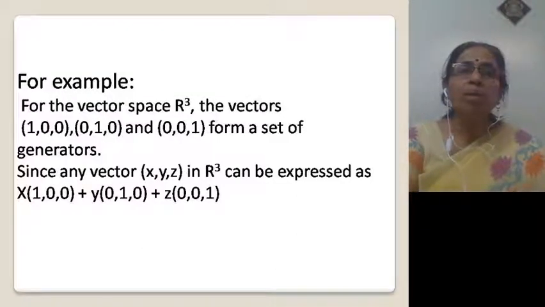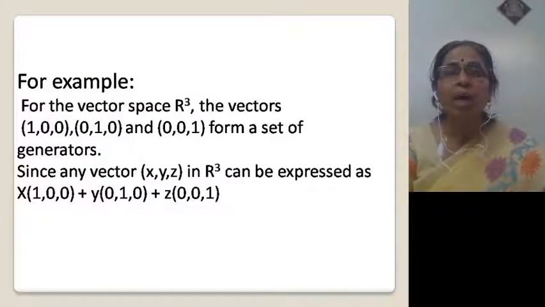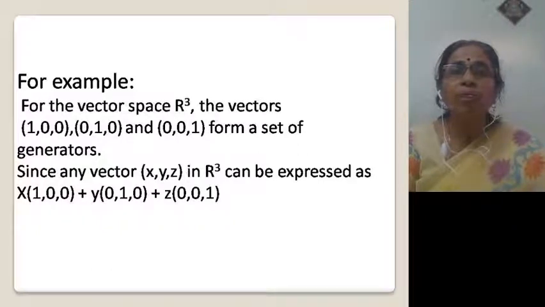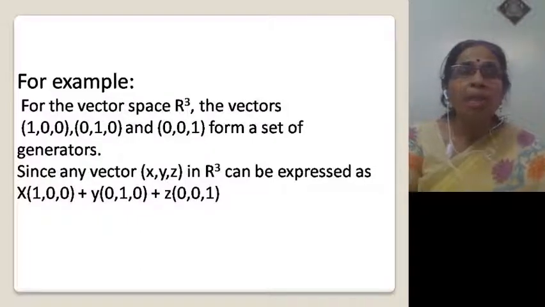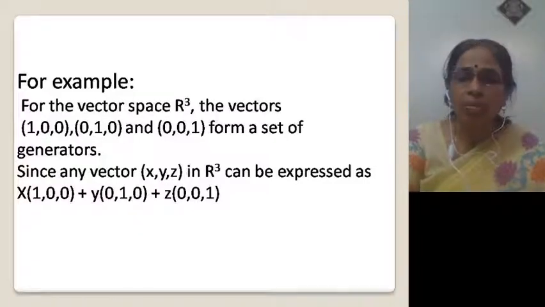For example, a very well-known example for R3: the vectors 1, 0, 0, 0, 1, 0 and 0, 0, 1 form a set of generators for R3, because if we consider any arbitrary vector in R3, that is x, y, z, we can express it as x into 1, 0, 0 plus y into 0, 1, 0 plus z into 0, 0, 1. So this set is a spanning set for R3.